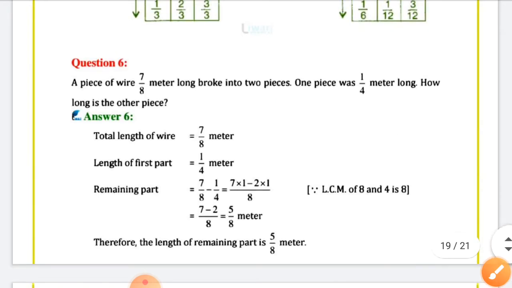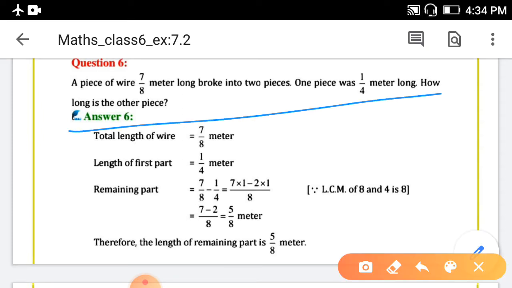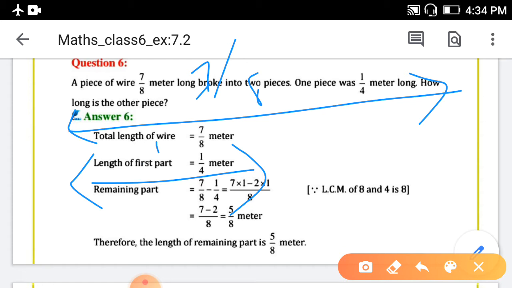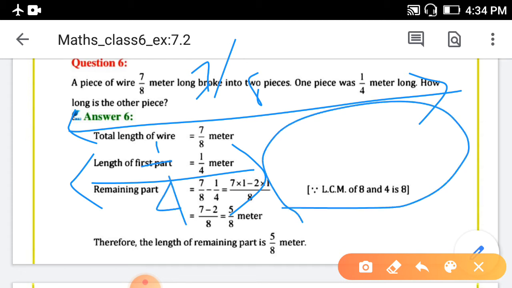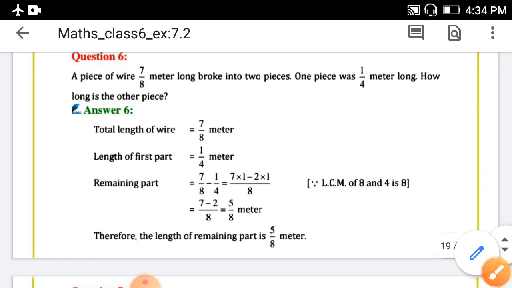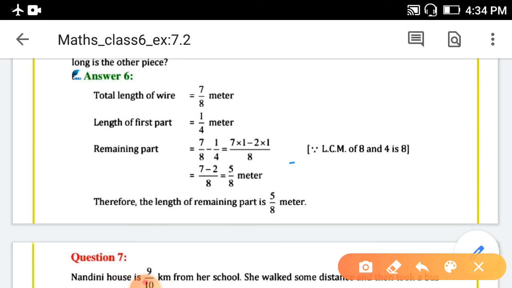Next, question number 6. A piece of wire 7 by 8 meter long broke into two pieces. One piece was 1 by 4 meter long. How long is the other piece? This is the one wire that is broken into two parts. Okay, full length it is 7 by 8, and one part's length is given, 1 by 4. So what is the length of this second part? It means you have to subtract these two fractions, so you will get the second part's length. Remaining part, 7 upon 8 minus 1 upon 4, you have to subtract.